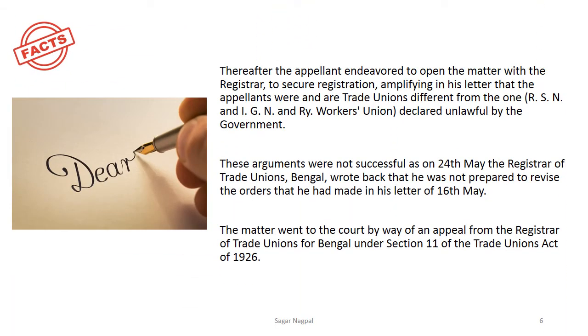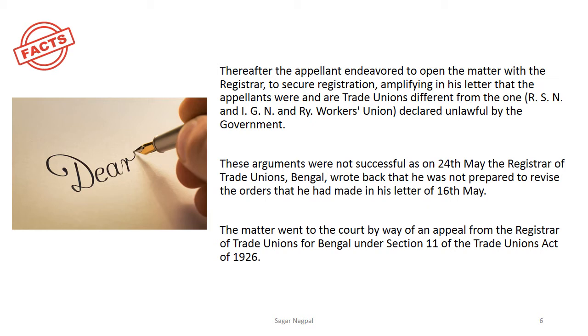So the appellant endeavored to open the matter again with the registrar to secure the registration, amplifying in his letter that the appellants were and are a trade union different from the one that has been declared unlawful by the government. RSN and IGN and RY Workers Union have been declared to be unlawful, but according to the appellant, his trade union was and is different from that one. These arguments were not successful, as on 24th of May the registrar wrote back that he was not prepared to revise the orders that he had made in his letter on 16th of May.